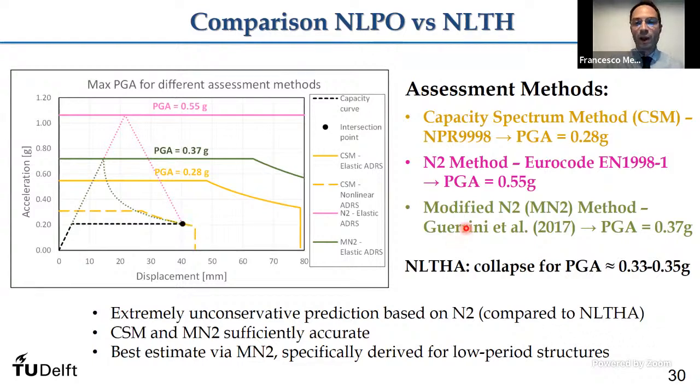And this was quite an interesting exercise because we found very large differences between the three methods. With the N2 method, the capacity is almost double the one obtained with the capacity spectrum method, whereas with the modified N2, it's something in between, but still closer to the capacity spectrum method. And we could compare this with the results of the incremental dynamic analysis, for which we found collapse for motions with a PGA around 0.33 to 0.35 g. So something in between the capacity spectrum method and the modified N2 method, which are both relatively accurate.